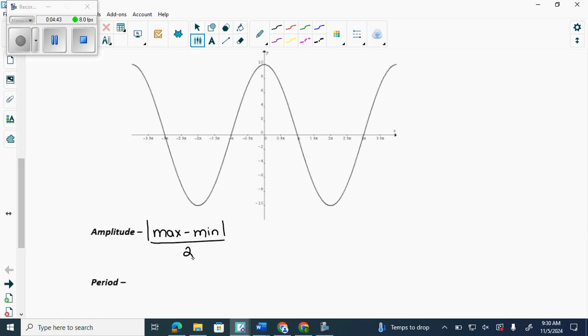So from here, I'm going from negative 10 to 10. So what's my amplitude going to be? 10, because that's 20. Or we can fill it into here. Absolute value of 10 minus negative 10 divided by 2, which is 20 over 2, which is 10. Right? So we can either count the vertical distance and divide it by 2, or we can use the formula. Then flip over.